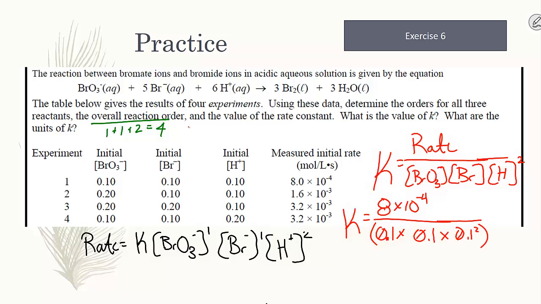To determine that the value of K is 8, and our units of K are always going to be our unit of time, in this case seconds to the minus 1, times molarity raised to the negative overall order of 4 minus 1, which is a negative 3. So molarity to the negative third.